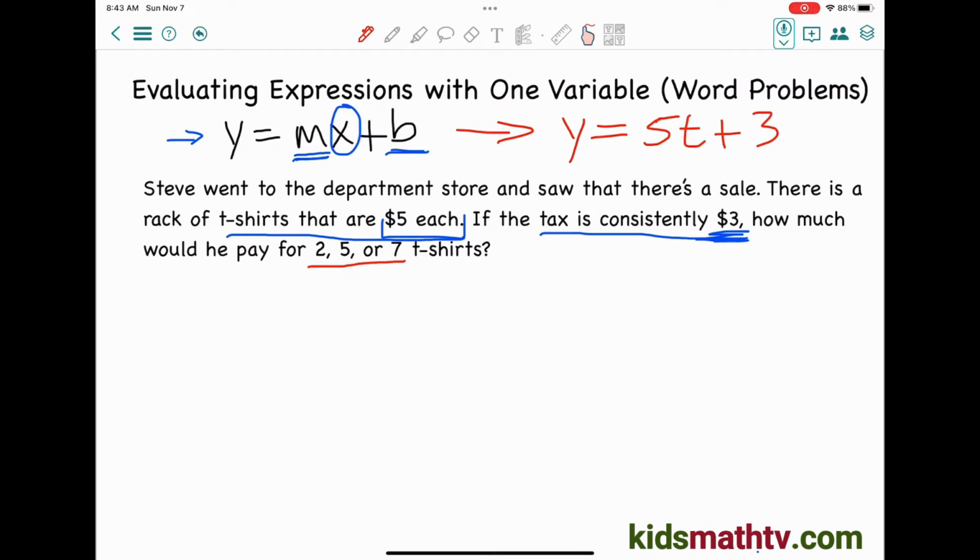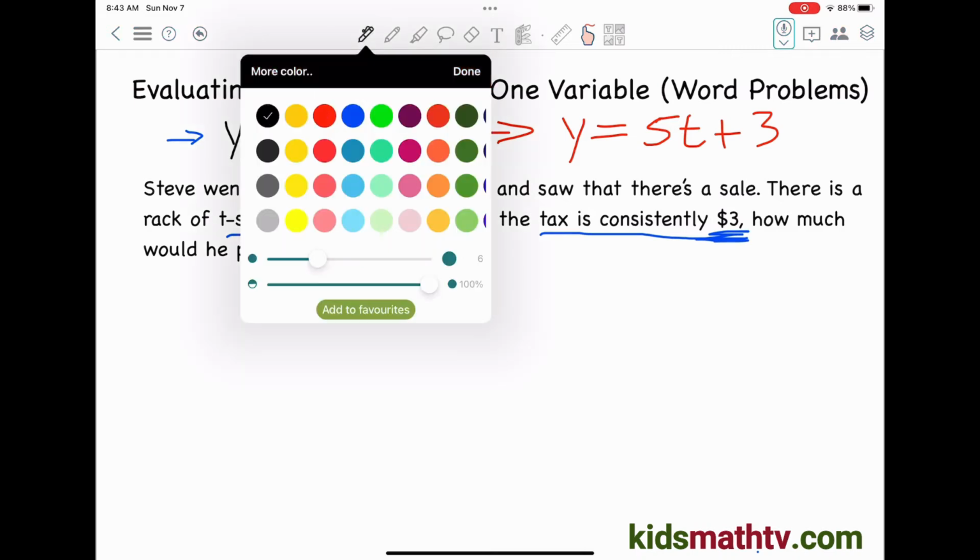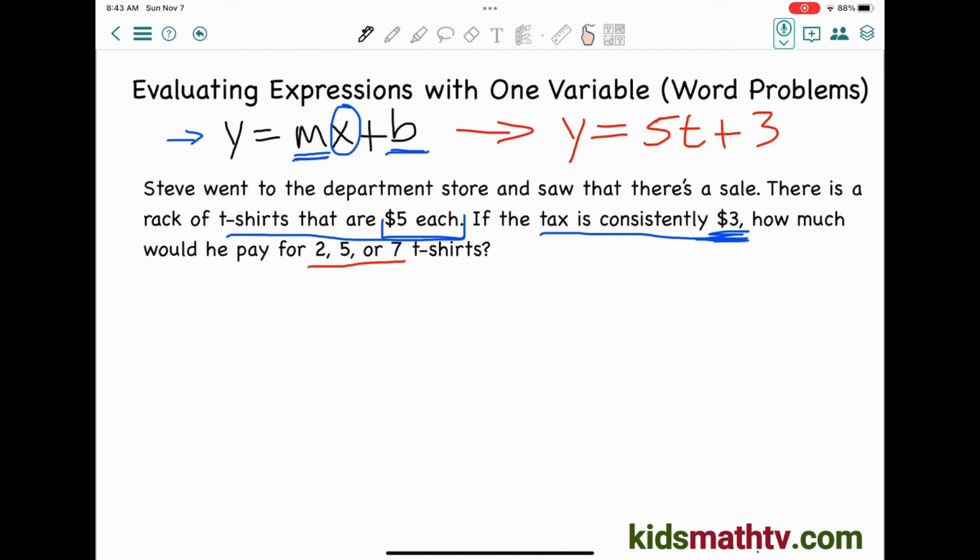So let's go over here. We use black. So we have t equals 2. Okay, so let's use the slope formula, or the equation we found here. So we have y equals 5. And since we know what t is, we can plug it in. We're looking for how much it would cost for 2 t-shirts, and that's plus 3.